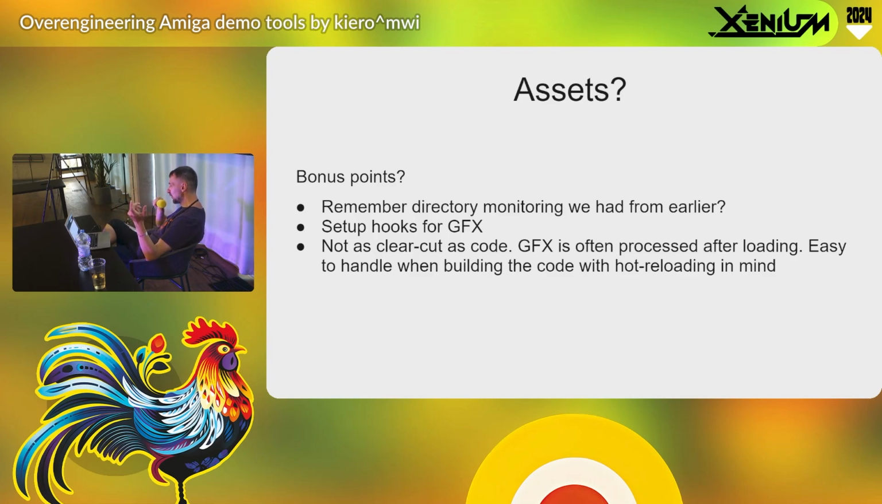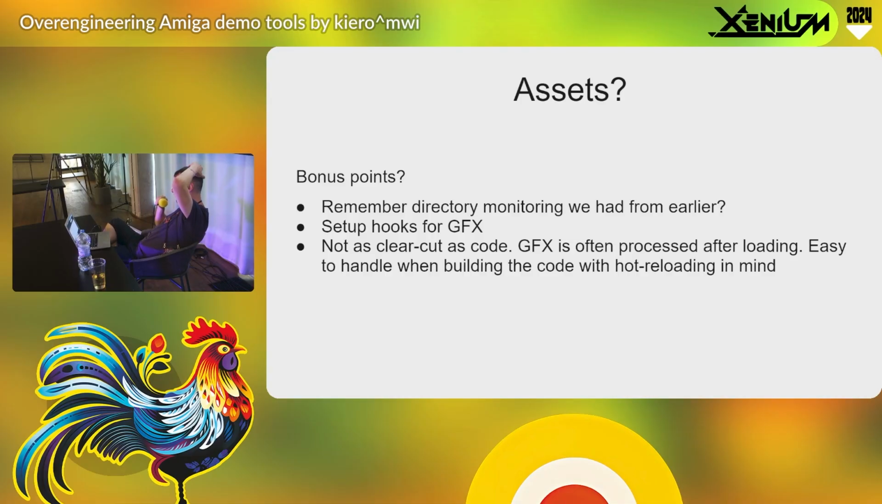So again, as with the code, you also have some bonus points with the process. We did have hot code reloading. We had a directory being monitored. Why not reuse the same concept for graphics? So when you had the demo running on Amiga and you reconverted the graphics, we had some hooks for this directory being plugged in. And when you reconverted the graphics, you could see the result immediately on the screen.